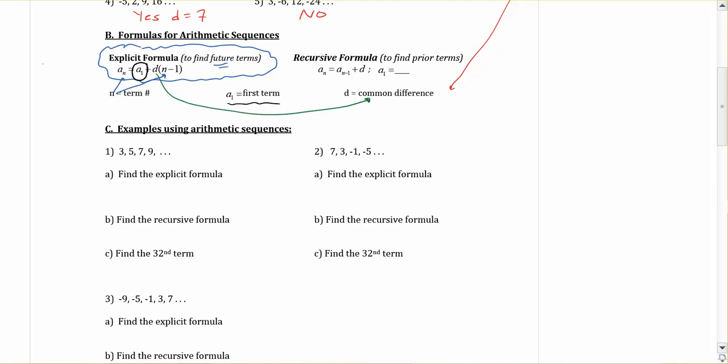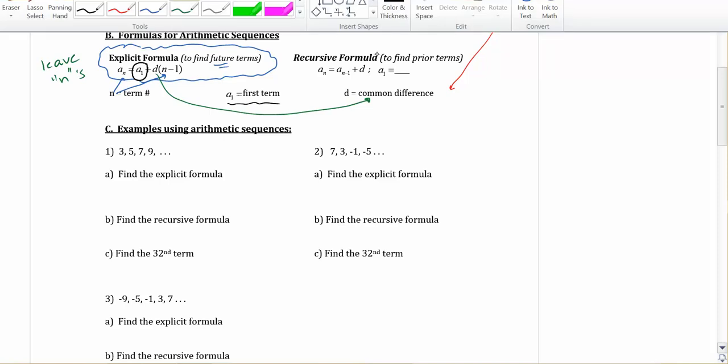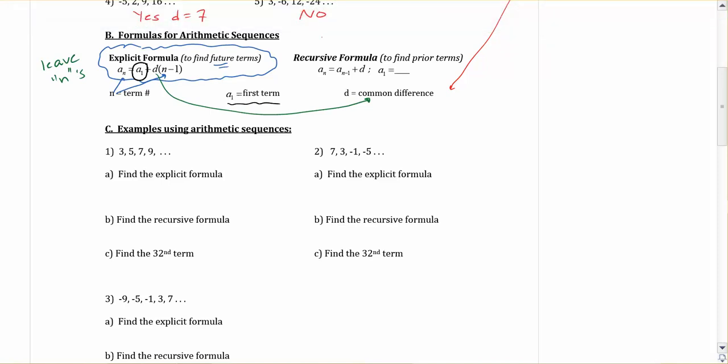Whenever you do explicit formulas, we're going to leave the n's in the problem. So we're really only plugging in for the first term and the common difference. The recursive formula deals with finding prior terms.